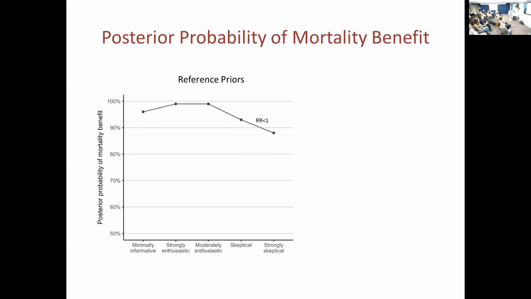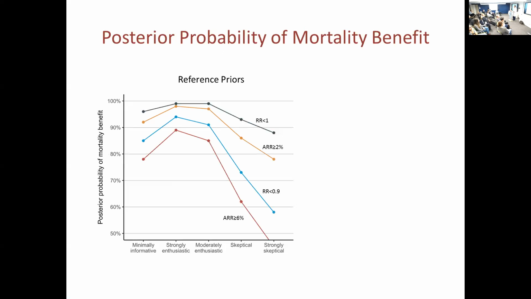Here I show the posterior probabilities for the relative risk of below 1 across the range of priors. On the x-axis, you've got your minimally informative prior, strongly enthusiastic prior, moderately enthusiastic, and skeptical. You can see that as you become more skeptical, the posterior probability of benefit becomes lower. But the important thing is that even under strong skepticism, the probability of at least some mortality benefit is reasonably high. If you apply this for an absolute risk reduction of at least 2%, you can again see relatively high posterior probabilities across the spectrum of priors. And obviously, as you specify more stringent definitions of treatment benefit, your posterior probabilities become lower.